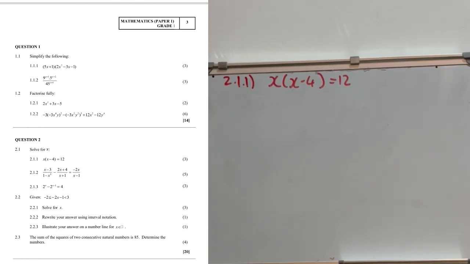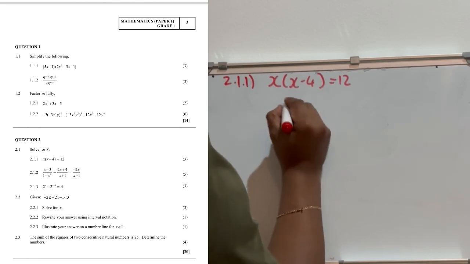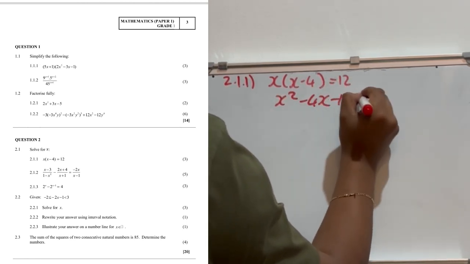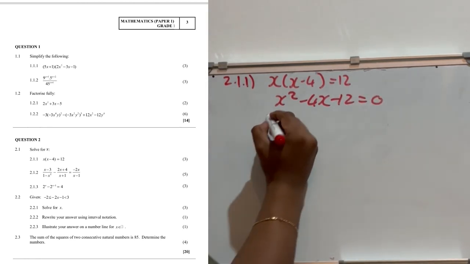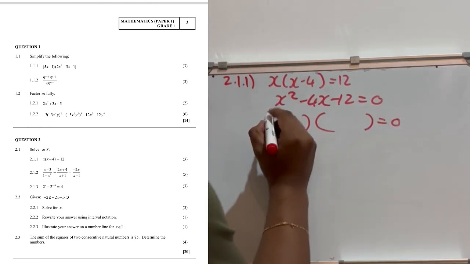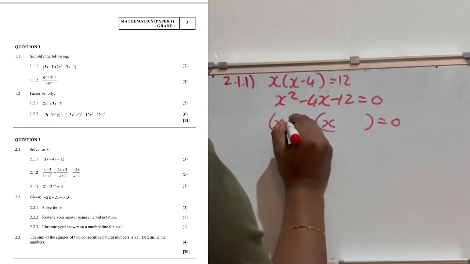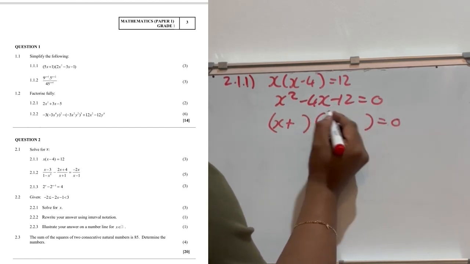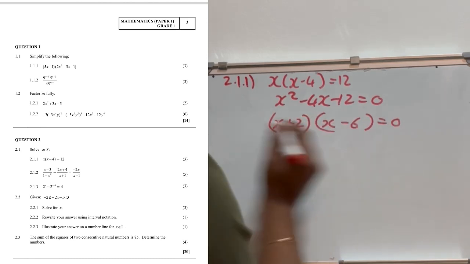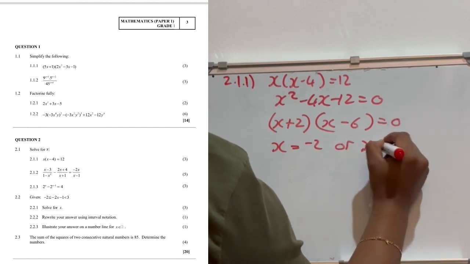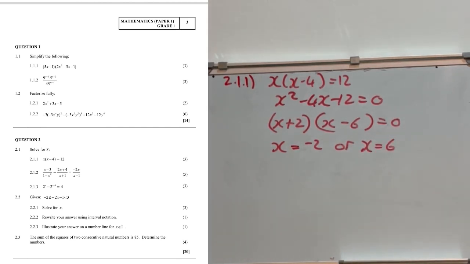So, question 2 says, solve x. The way we will do this, we multiply that out, is x squared minus 4x, bring the 12 over, minus 12 equal to 0. Factorize this, we are going to have 2 brackets equal to 0. So that's going to be x, so a plus and a minus because there's a minus there. So the multiples of 12 are 6 and 2. So the biggest one must be 6, like that. So then x is just minus 2 or x is 6. Okay.